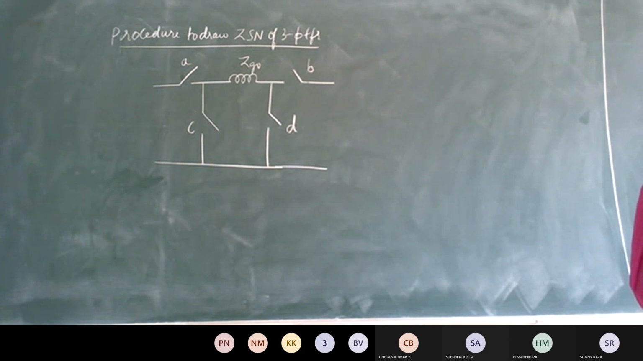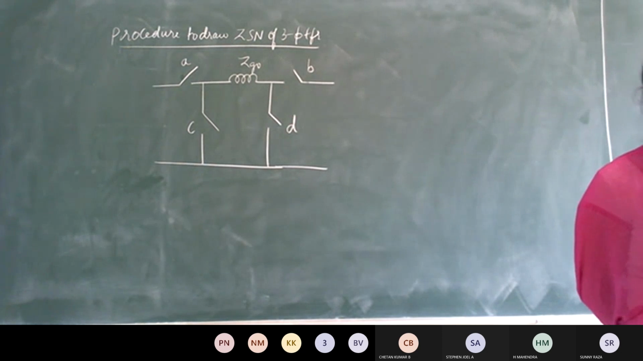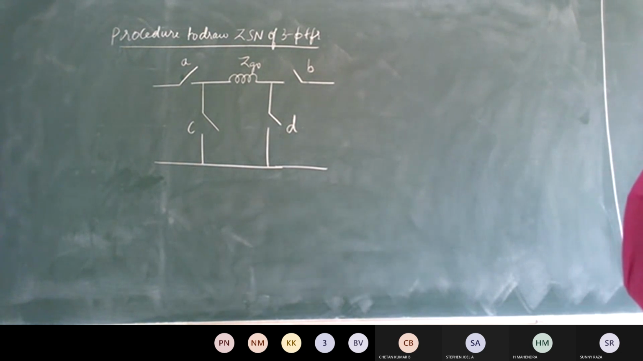Now, keep both switches B and D open if the secondary winding is star connected with neutral isolated.